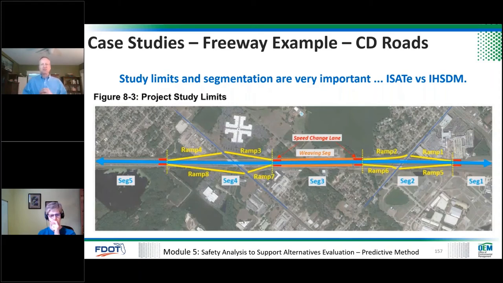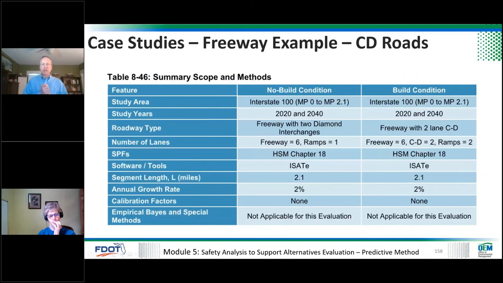So here, the site limits and segmentation, make sure that's all defined, and that you are able to track it through. Make sure you're going to get answers that you can use and even relate back to segments. Sometimes at the end of a project, you might want to map the predicted crashes back to your figures, and you want to be able to track all that. So, all right, that's the setup.